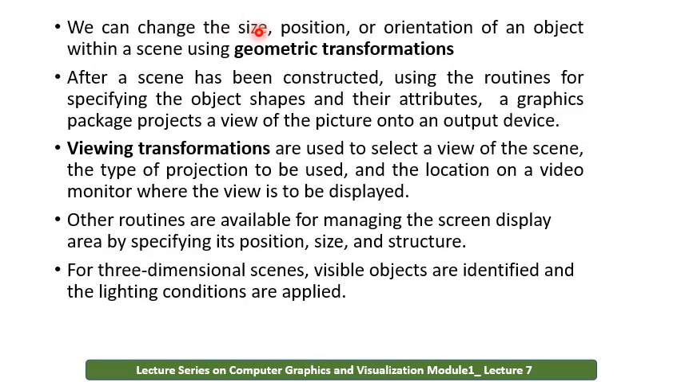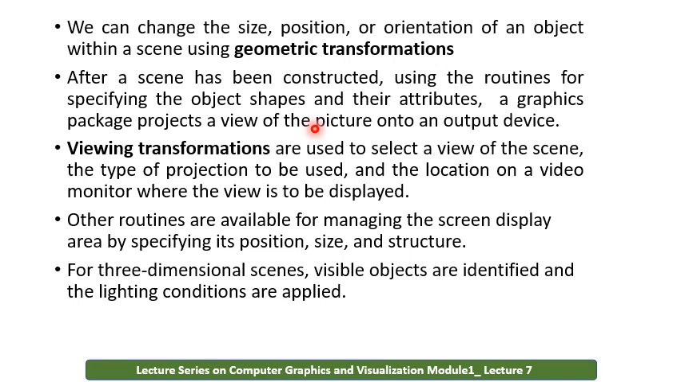We can even change the size, position or orientation of an object within a scene using geometric transformations. After a scene has been constructed using the routines for specifying the object shapes and their attributes, a graphics package projects a view of the picture onto the output device. And there are some viewing transformation functions. These are used to select a view of the scene.